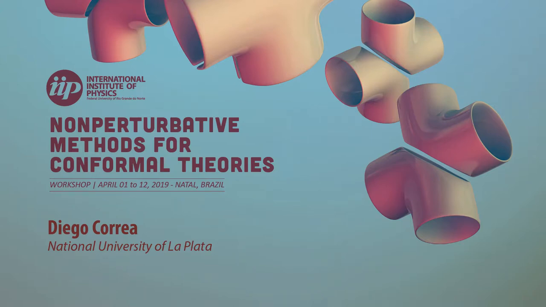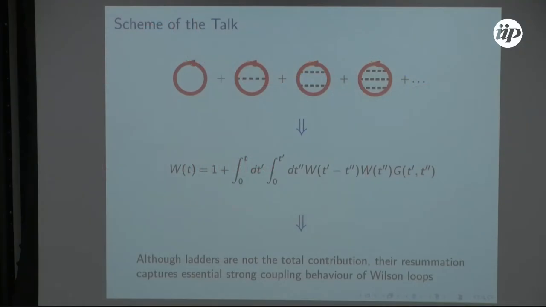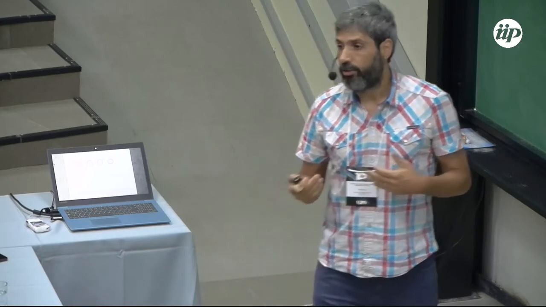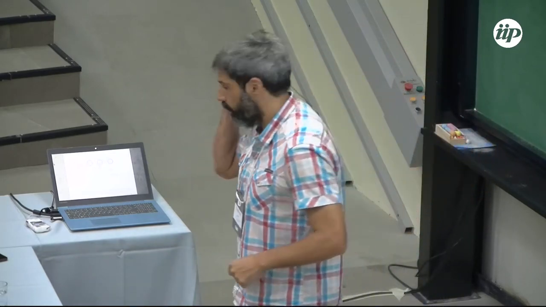Expectation values, for instance, are always going to be of this type of integral equation of the Dyson type, right? Here, suppose that W is your unknown, and then you would like to find the solution of this integral equation. Then I will also try to emphasize that although, as you will immediately realize, ladder diagrams are not the total contribution to expectation values or correlators of these Wilson loops, in spite of that, their resummation in the strong coupling limit captures essential features of Wilson loops, at least in this case of N equals 4 supernormals.